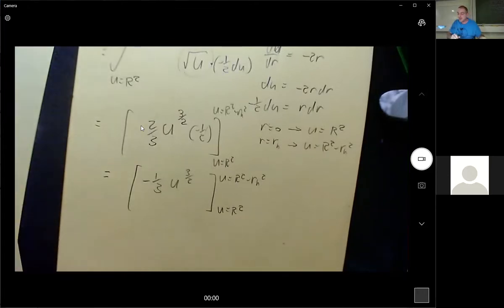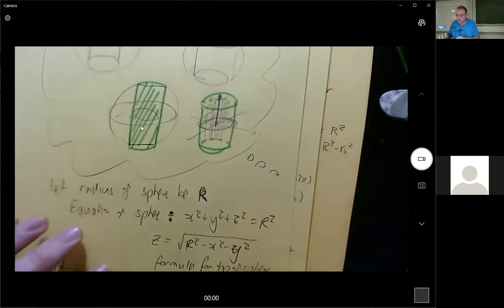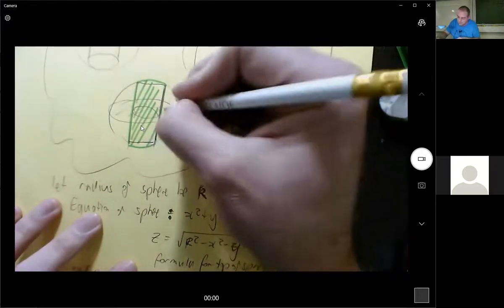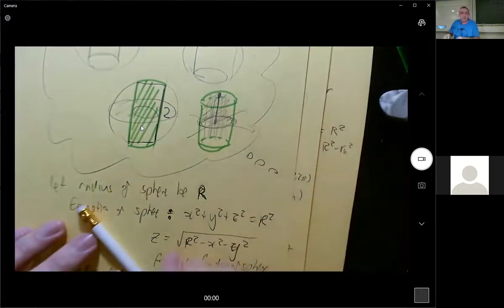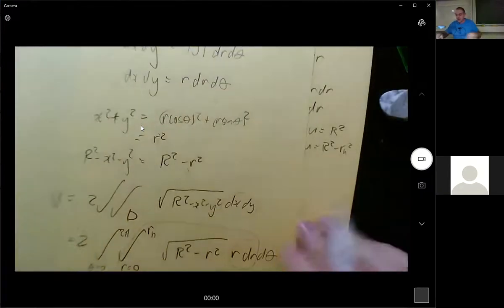Just a second. We haven't used the fact that the hole is length 2. I reckon I can possibly use that to help. Where's my diagram? This is 2 here, and this is the RH. New diagram, just a second.